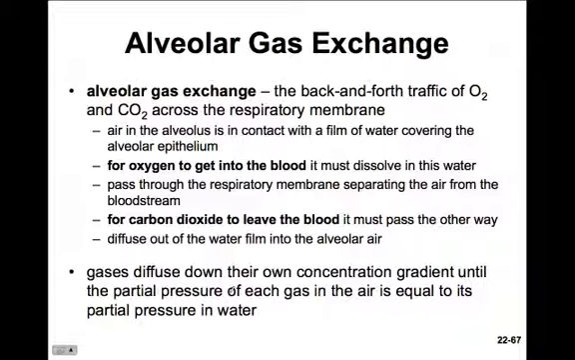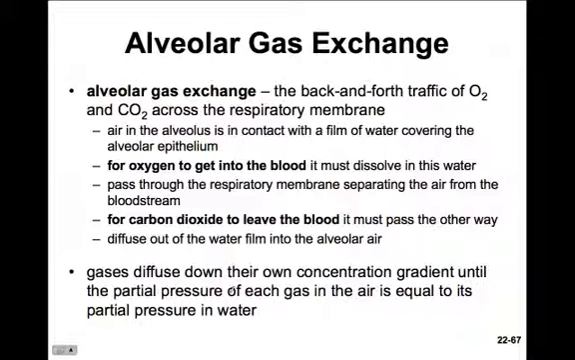And for carbon dioxide to leave, it has to pass the other way. It has to diffuse out of the water film in the alveolar air. So basically there's 2 steps. We have to dissolve it in water and then cross the membrane. And this water step will really influence how gases exchange.